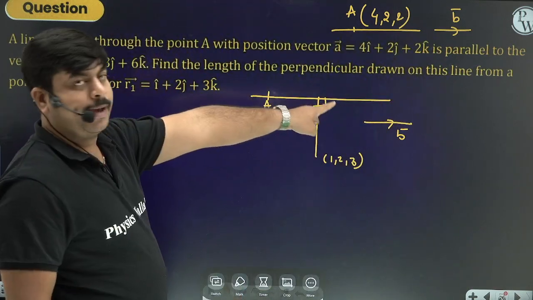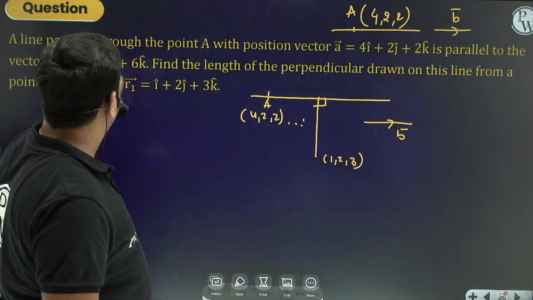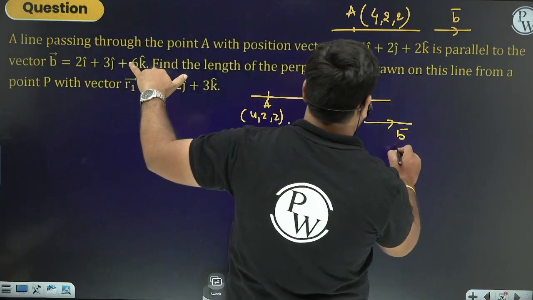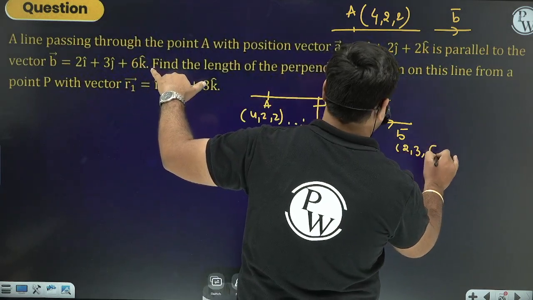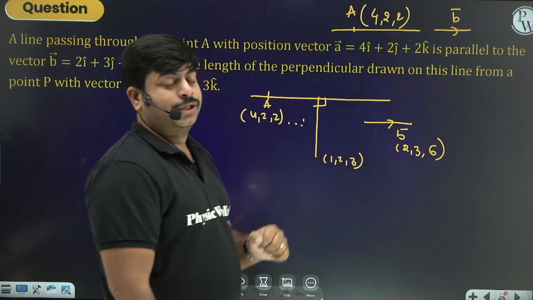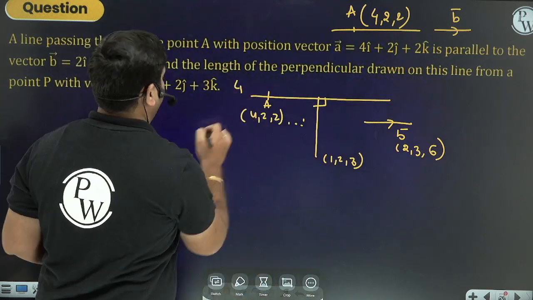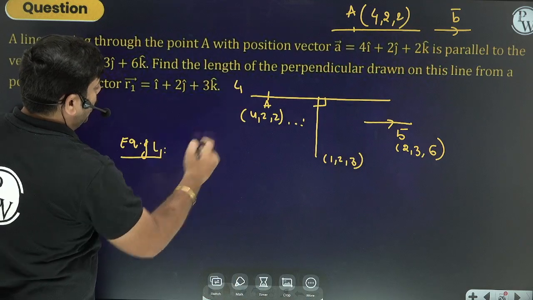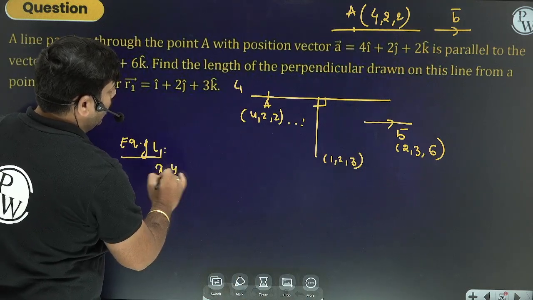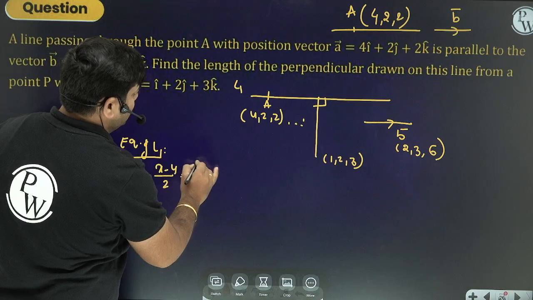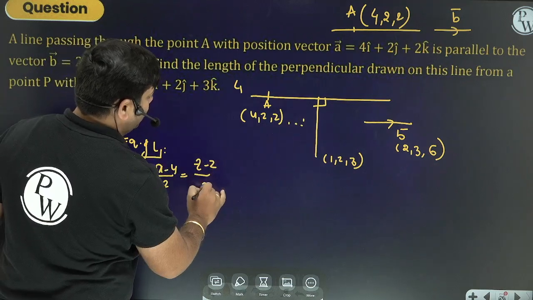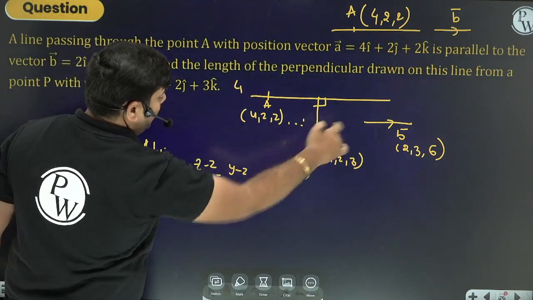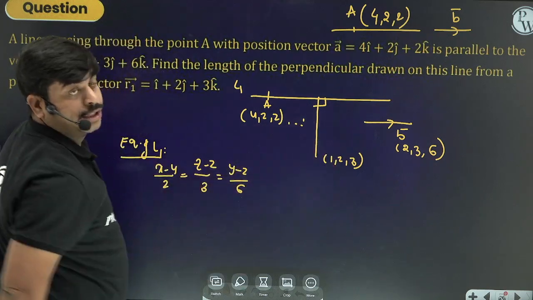As this line is parallel to B bar, the same direction ratios will be there. What is that? 2, 3, 6, the same direction ratios. So if I say this line is L1, what is the equation of L1? The equation of L1 will be, we have a point, (x minus 4) by its direction ratio 2 is equal to (y minus 2) by 3 is equal to (z minus 2) by 6, the same direction ratios, okay?